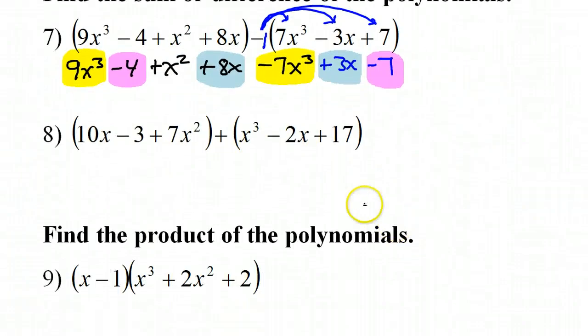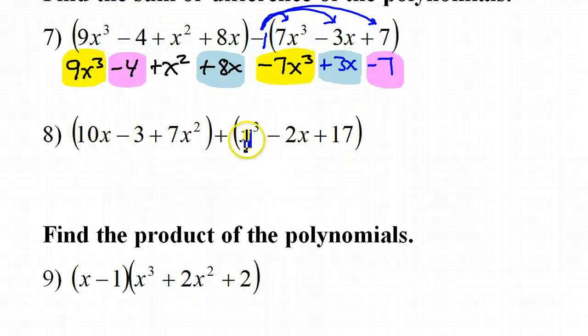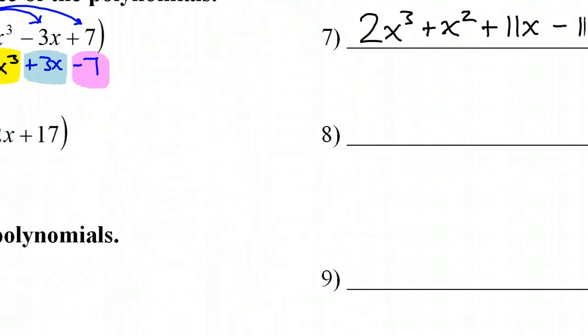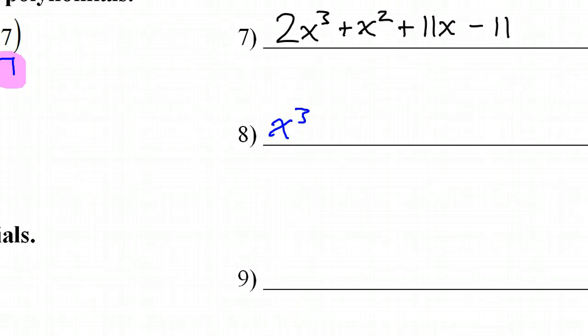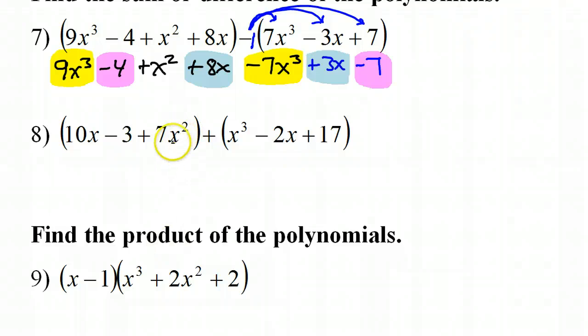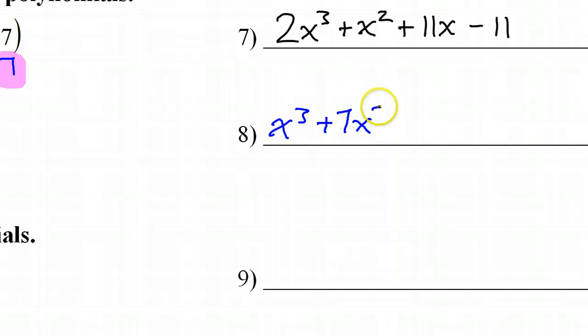Okay, number 8. Well, when it's addition, nothing changes. So the parentheses, there's nothing to distribute, not even a negative sign. So we can just begin combining like terms immediately. Let's start with the highest degree, x to the third power. There are no third degree terms over here, so we'll just bring that over. Alright, the next lower degree is x squared. I see x squared right here. There's nothing to combine with, so plus 7x squared is next. We'll just bring it over.